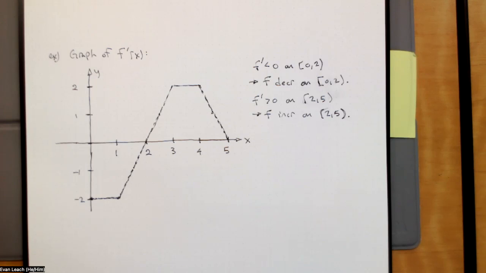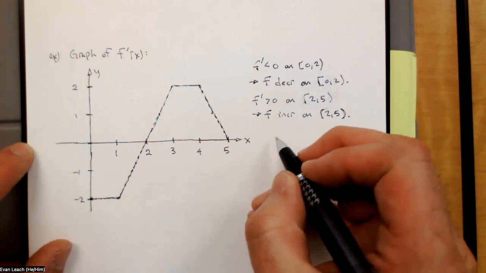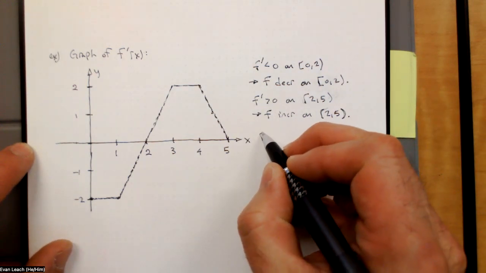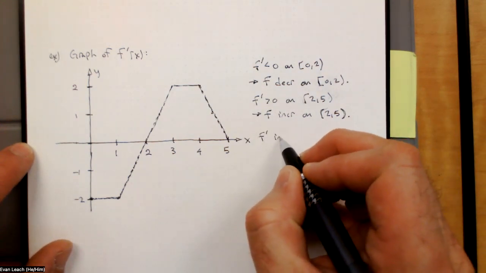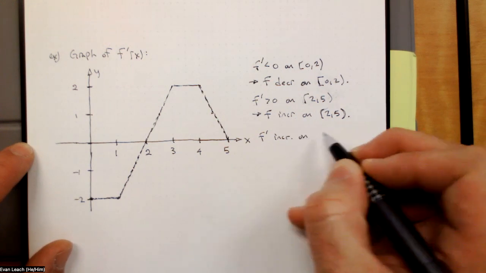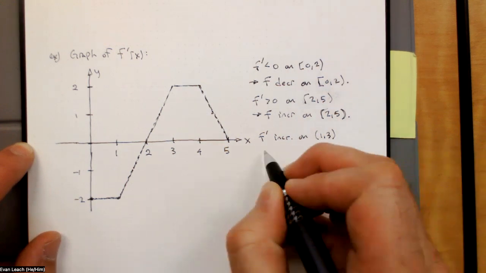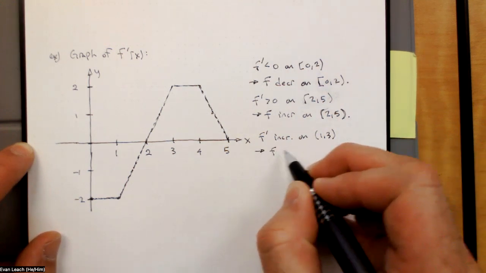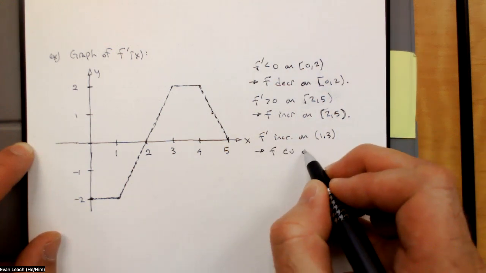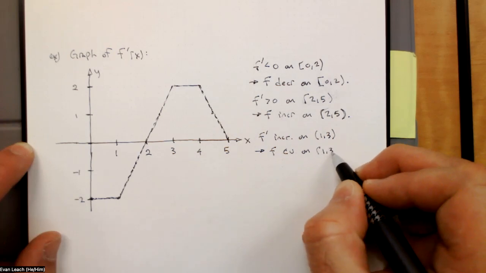Other things that we can read based on old information is that the derivative is increasing on the interval from 1 to 3. So our function is going to be concave up on the interval from 1 to 3. So other things that we note is that f prime is increasing on the interval from 1 to 3. So that tells us that our function is concave up on the interval from 1 to 3.